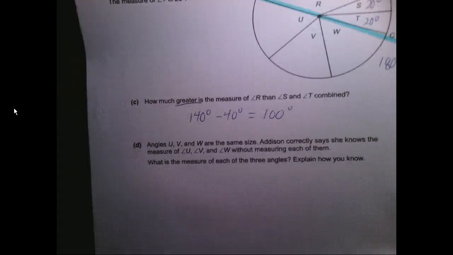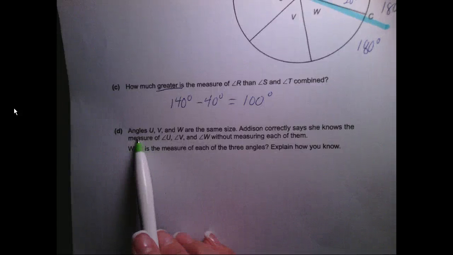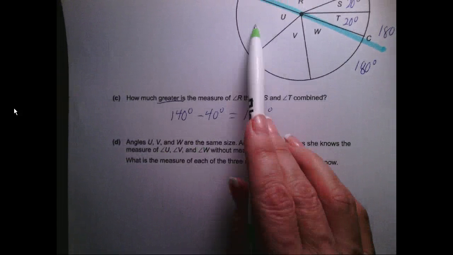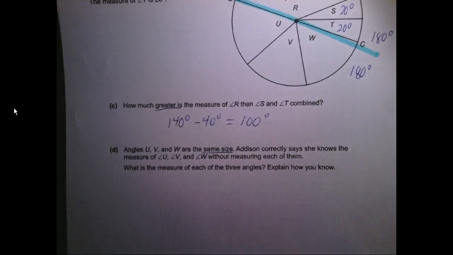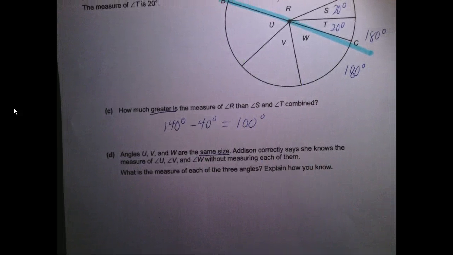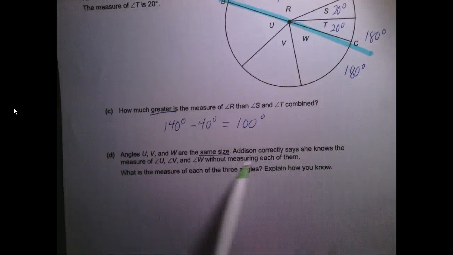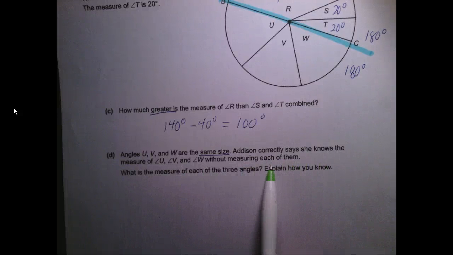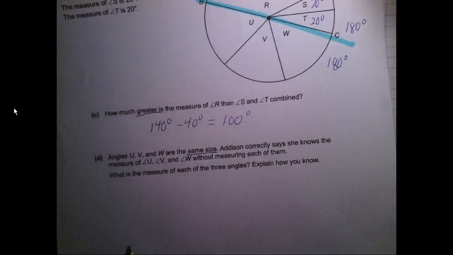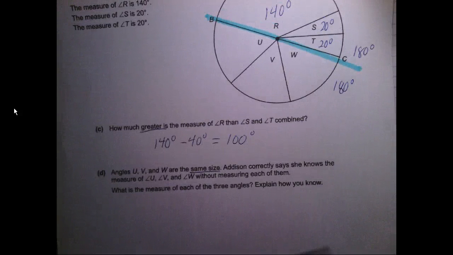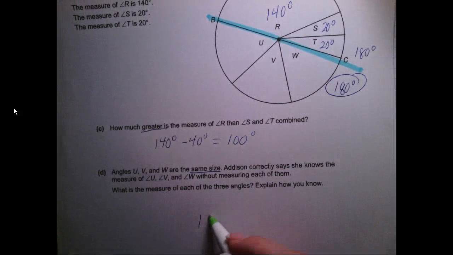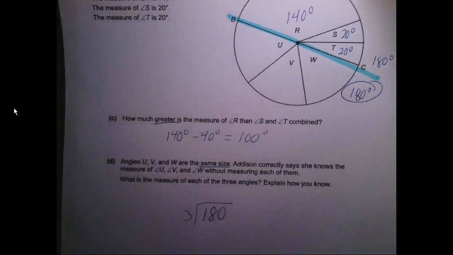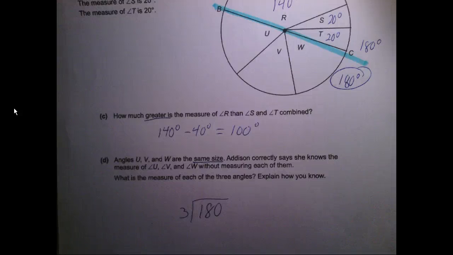So now, when we go down to section D, it says angles U, V, and W, right here, are all the same size. So we have 3 angles that are the same size. Addison correctly says she knows the measure of U, V, and W without measuring each of them. What is the measure of each of these 3 angles? Explain how you know. So we're not supposed to get out the protractor on this one. But what we're supposed to do is take that 180 and think about, how can we divide that 3 times to get the same amount in each angle?